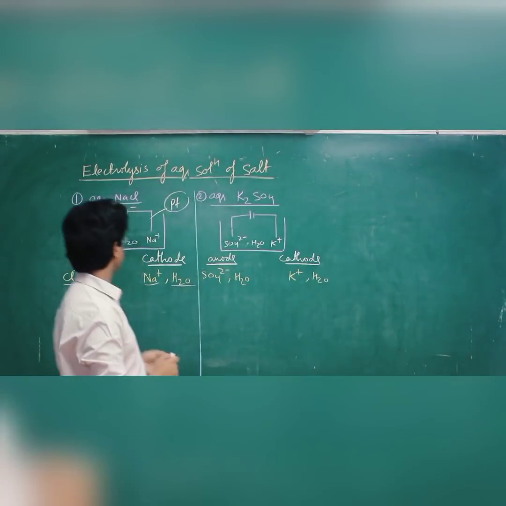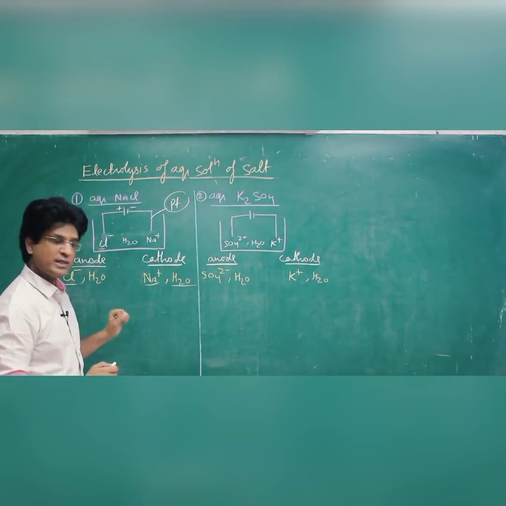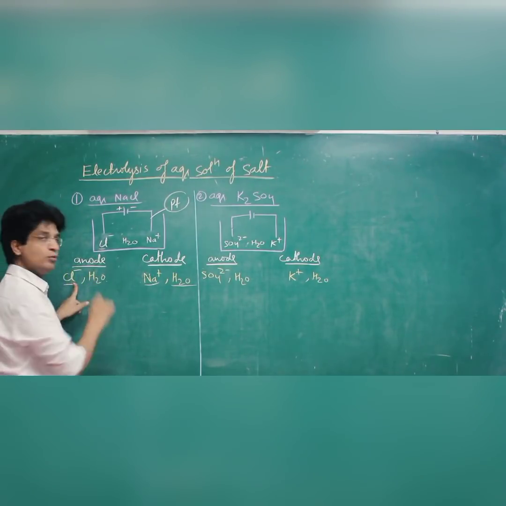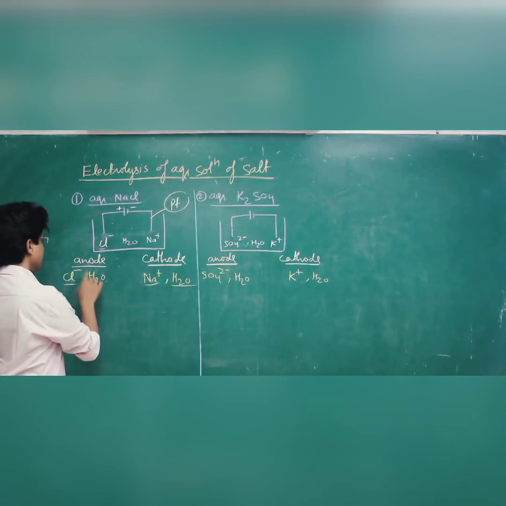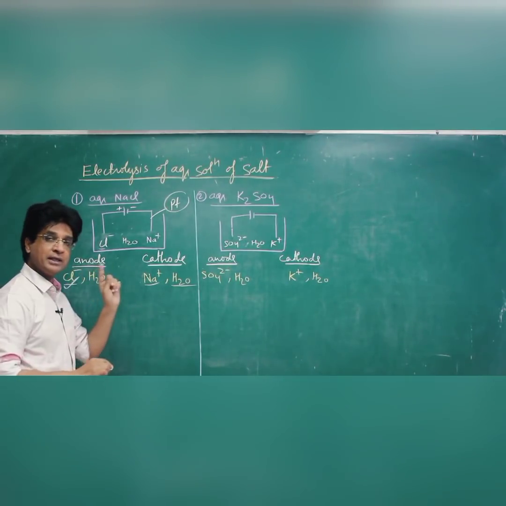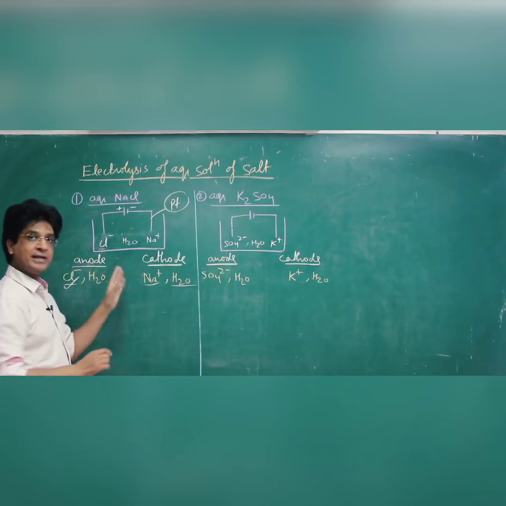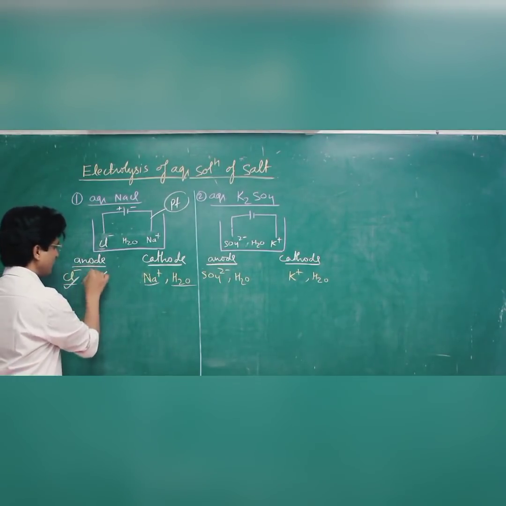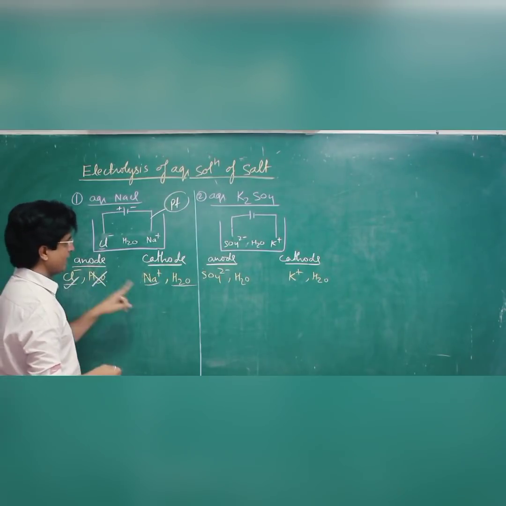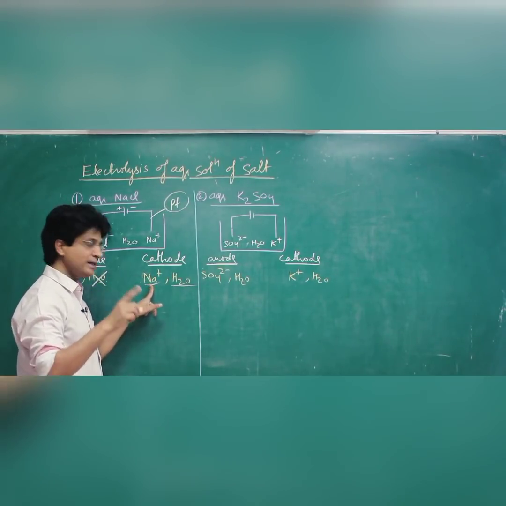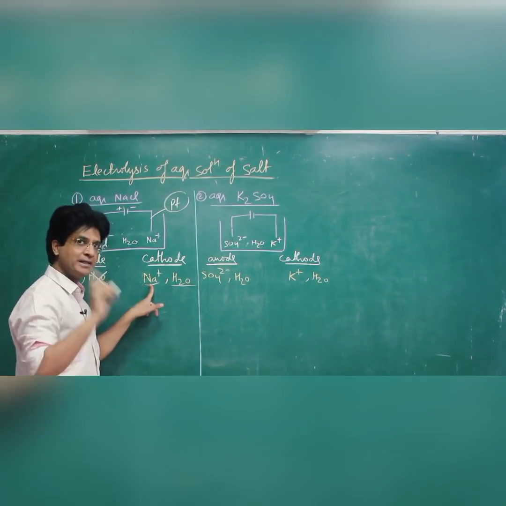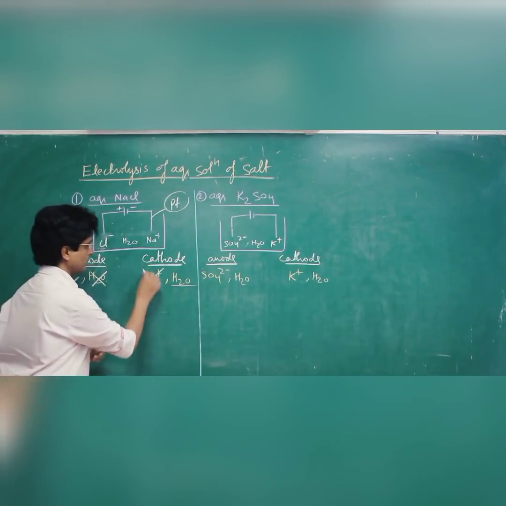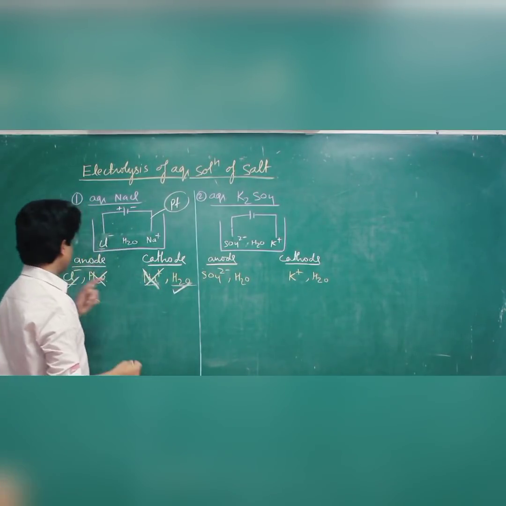Now let's see this thing. In this case of aqueous NaCl, who will oxidize? Cl minus ion or H2O? I told you that Cl minus ions, Br minus ions and iodide ions can be oxidized in presence of H2O. So here Cl minus ions will be oxidized and water will not be oxidized. Over here, I told you group 1 metal cations, group 2 metal cations and group 3 metal cations cannot be reduced in presence of water. So they will not be reduced. Water will be reduced.